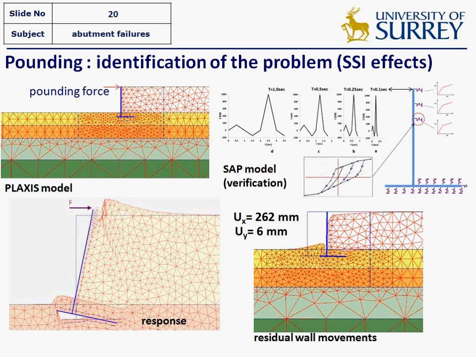The model was verified by the SAP model. This is a SAP 2000 model, a software provided by Berkeley University. And the final result for the permanent movement, the residual wall movement, was up to 262 millimeters, which means that the bridge is not accessible.